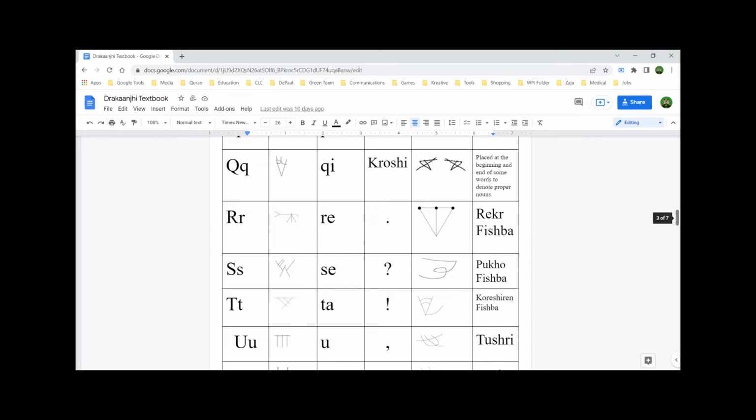This time, we will be going over basic punctuation symbols. With that out of the way, let us begin.